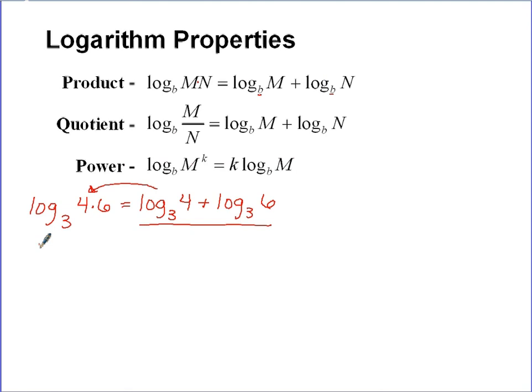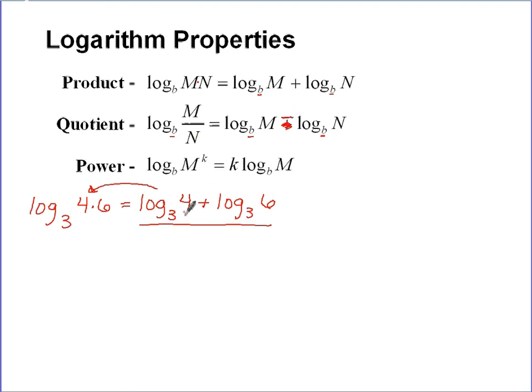Okay, the quotient rule says almost the same thing, and actually this is wrong right here. This should not be plus, this should be minus. It says log base b of one thing divided by another thing. If I'm taking the log of a quotient, I can split that log up into the log with that same base of the numerator minus log with the same base of the denominator. Okay, and there's a subtraction in between there.